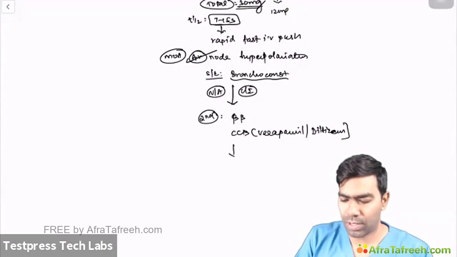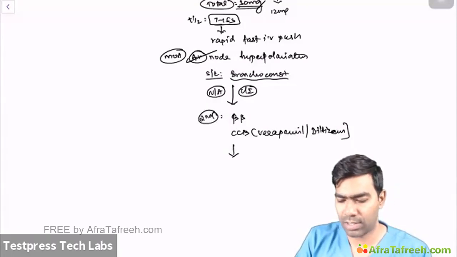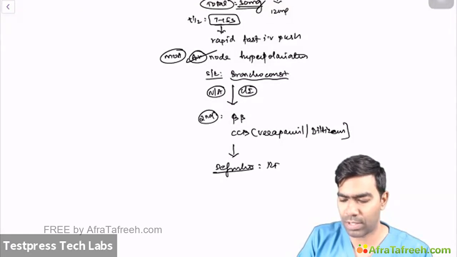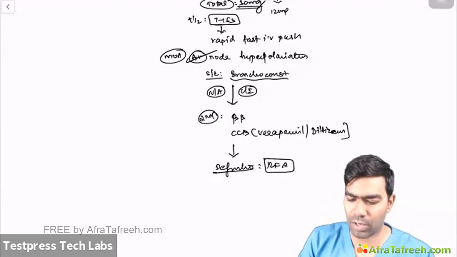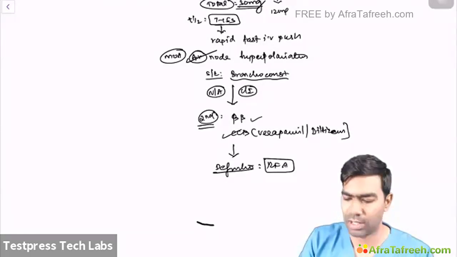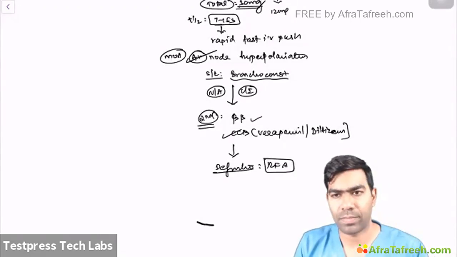So finally, last but not the least, the definitive treatment once you have treated is radiofrequency ablation. That's the definitive treatment of AVNRT. Apart from that, the first line drug is always adenosine. Second line drugs, you can use either a beta blocker or a calcium channel blocker.